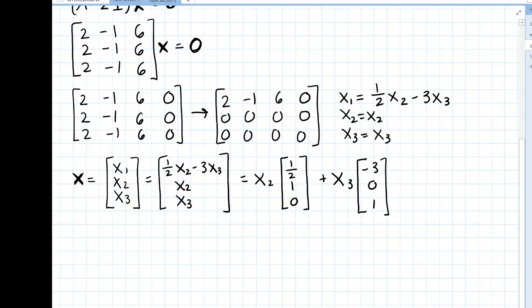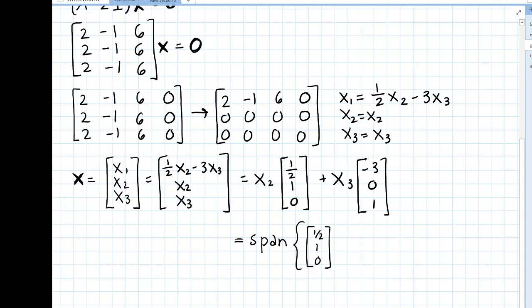One thing that you can do here, and we haven't really talked about this, is a way to make your answers look a little bit nicer. If we're looking at the span of these two vectors, 1/2, 1, 0, and negative 3, 0, 1, you're not going to change the span if you multiply one of the vectors, or both, by a scalar. So we could rewrite this, and let me even write it down both ways, just so that your notes feel complete if you're looking back at this.